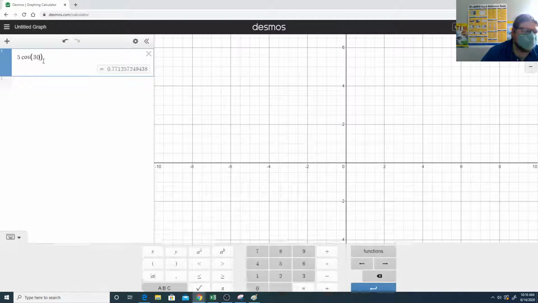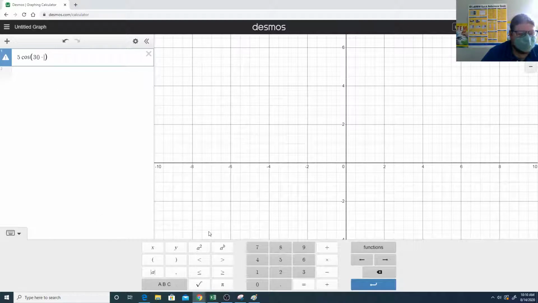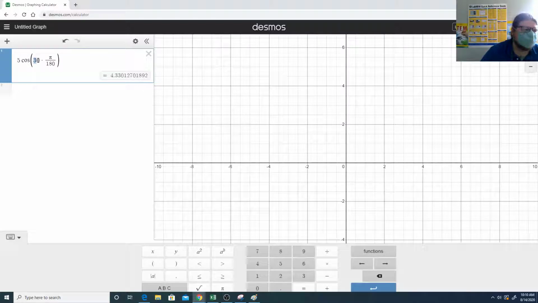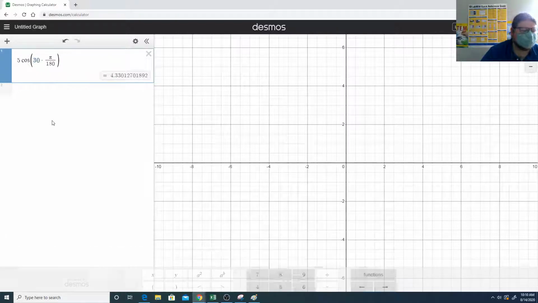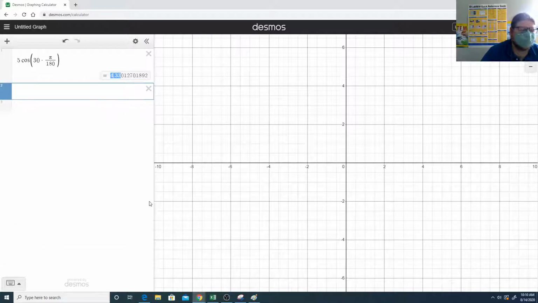So if we want to convert from degrees to radians, we're supposed to get like 4.33012. So 30 is in degrees. I think I can multiply by pi and divide by 180. I think that does it. Yeah, so this right here is a degree reading. Desmos, I guess, has this set to radians. So I need to multiply by pi over 180 to convert the degrees to radians. And then I get the number I'm expected to get, 4.33.